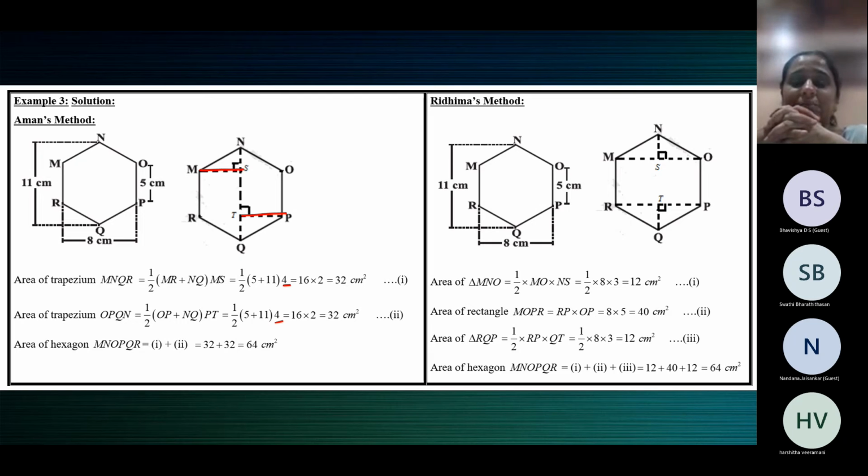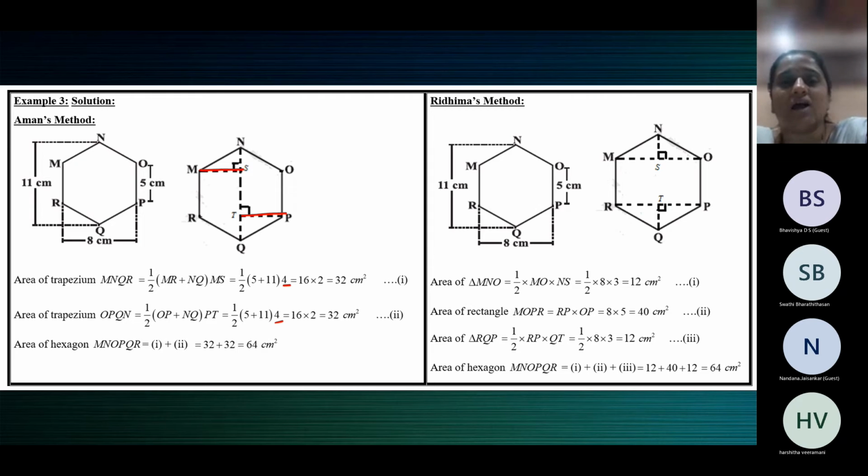Now, which line segment represents the base of the triangle? M and O. You know, we don't say M and O, we say MO, line segment MO. M and O are the points or the vertices. M is a vertex, O is a vertex of the triangle. We say line segment MO. MO is the base. And which is the corresponding altitude? Which is the perpendicular on MO? N. NS. NS, yes or no? Yes, ma'am.